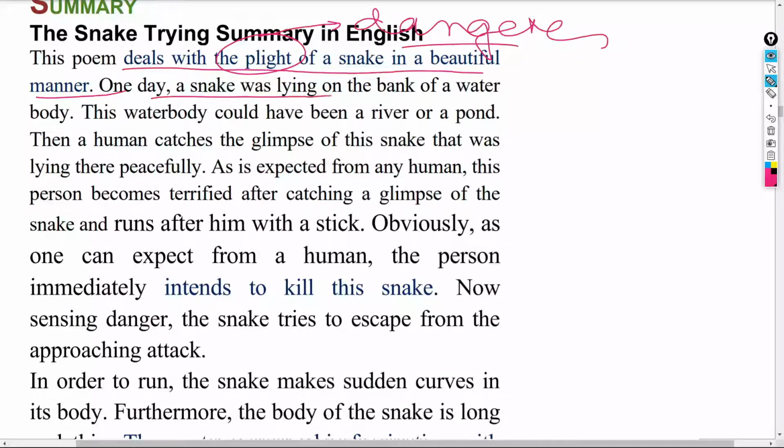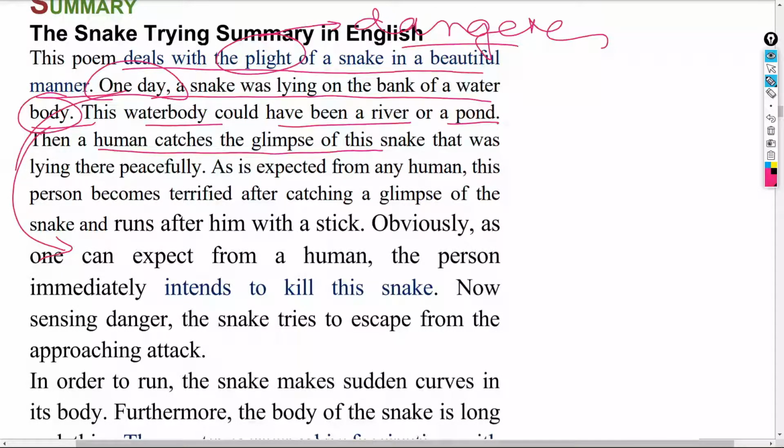One day a snake was lying on the bank of the water. Now this is the form of the story. So we have taken the last part into the first, and it becomes a story or a narrative. तो ऐसा होता है, narrative का style जो है हमने शुरू कर दिया. One day a snake was lying on the bank of a water body. So as I told you, this water body may be a pond, it may be a ditch. It may be some other water body like a river.